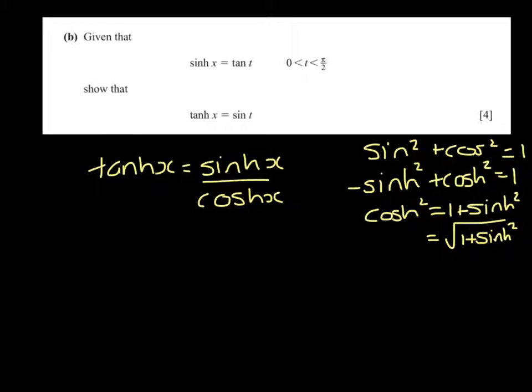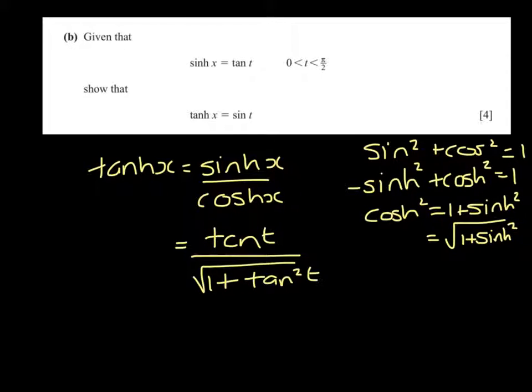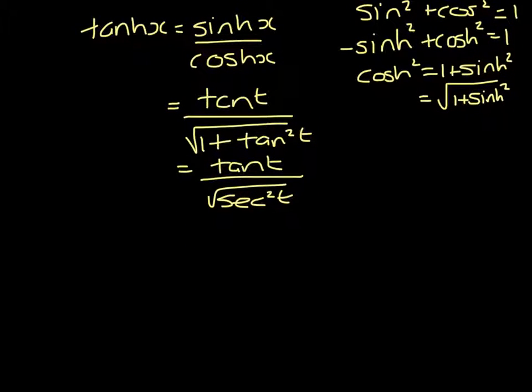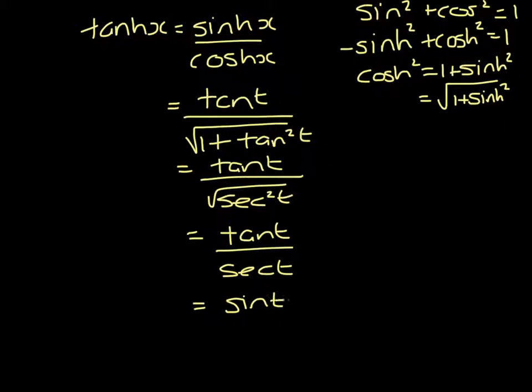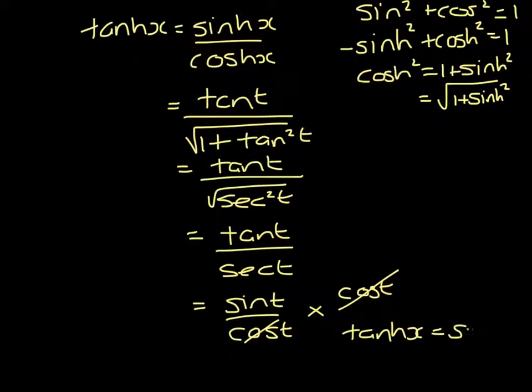So this gives us sinh, which is tan t, all over the square root of 1 plus sinh squared, which is tan squared t. So that is tan t over the square root of sec squared t. So that's tan t over sec t. And tan is sine over cos, and sec is 1 over cos. So the cos's will cancel, and that leaves us with tanh equals sine t.